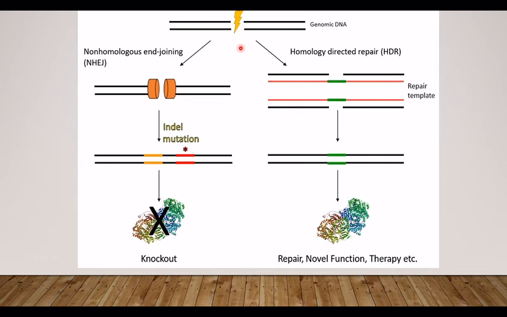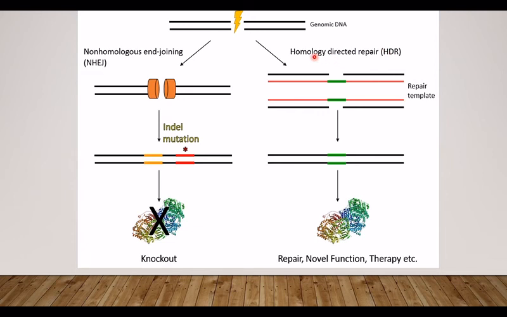So, in mammalian cells and all such evolved cells, the eukaryotic cells, have their own DNA repair mechanisms, so that in case of any damage they can cope with it. Such DNA repair mechanisms are non-homologous end joining and homology-directed repair. Okay, non-homologous.